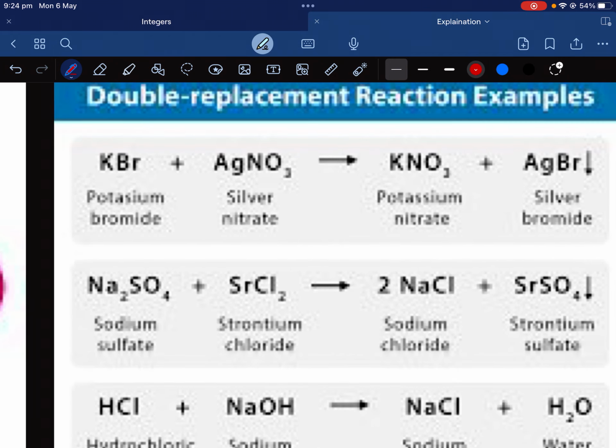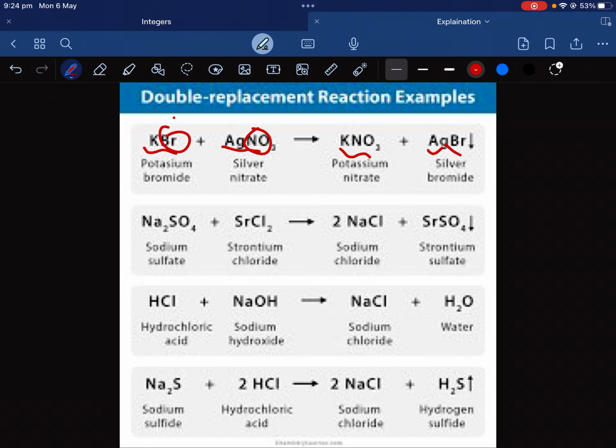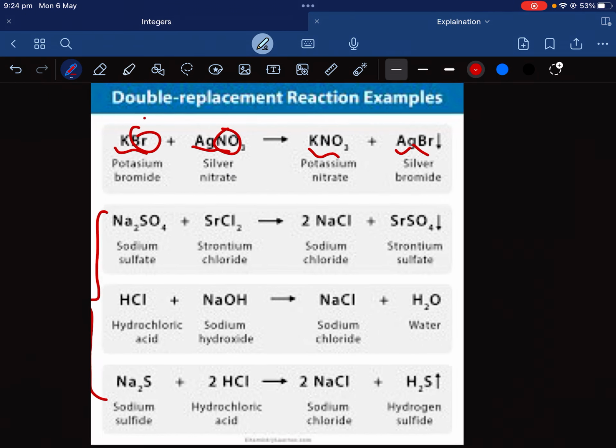Okay, let's take a look at some more examples. We have potassium bromide plus silver nitrate reacting to become potassium nitrate plus silver bromide. Bromine displaces nitrate and nitrate displaces bromine. Same with these equations, all of these equations. And what is better is to study all the equations given in the textbook in this chapter.